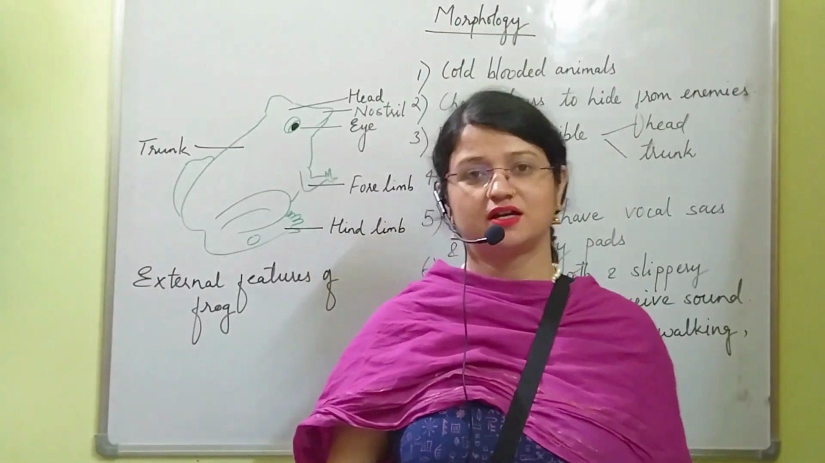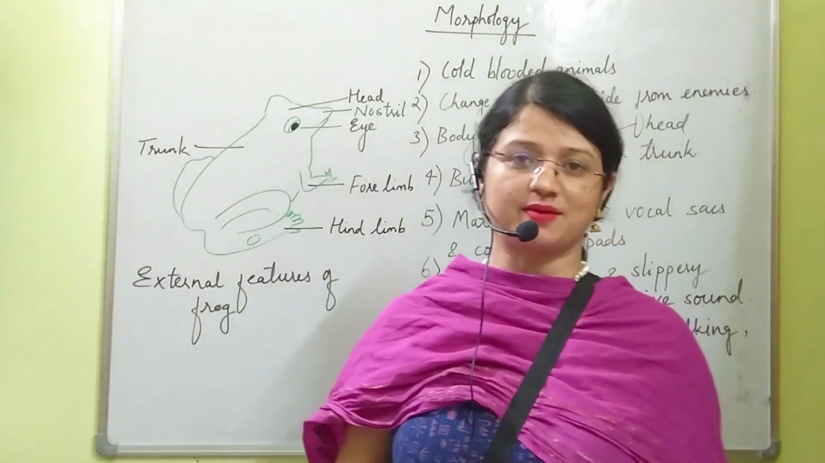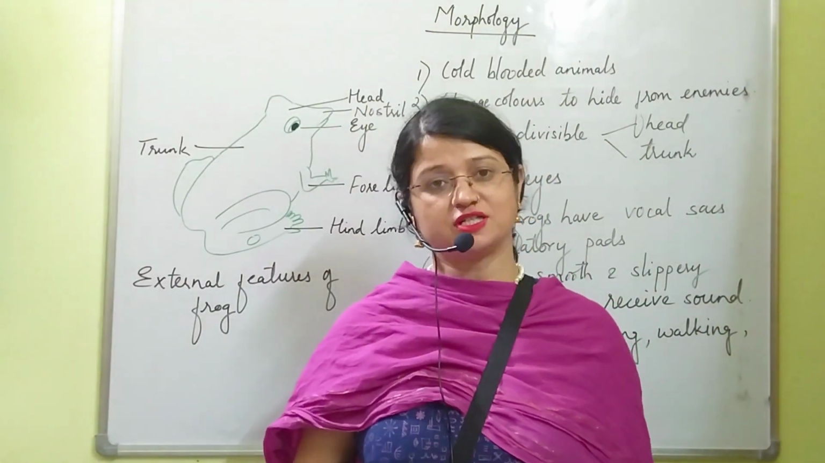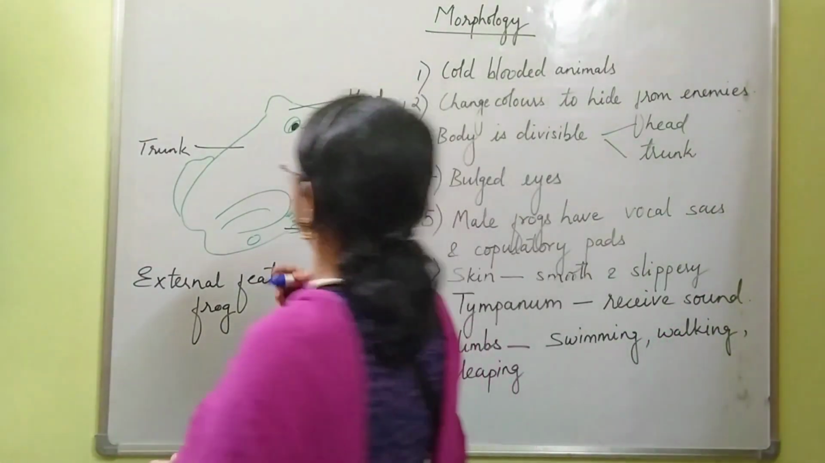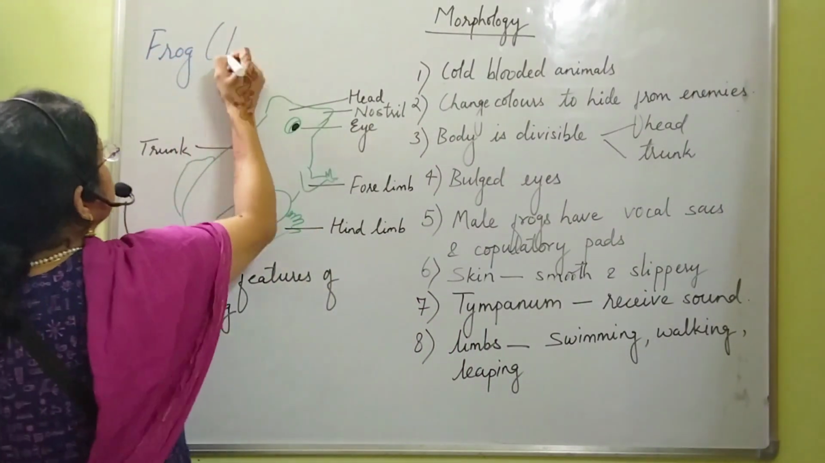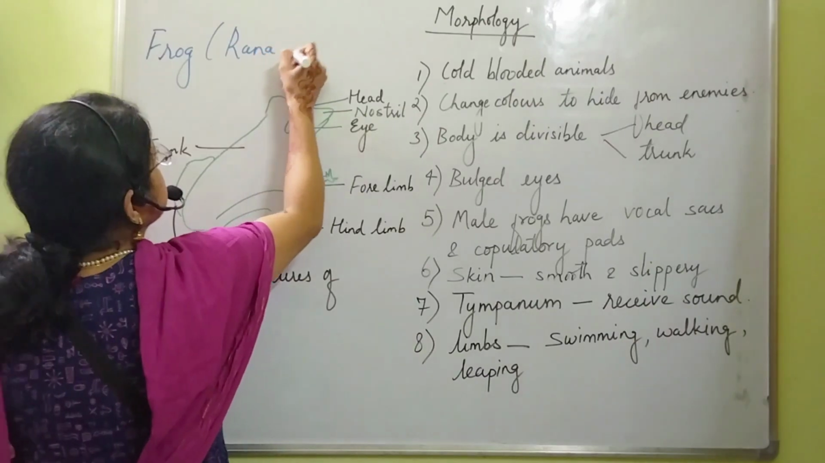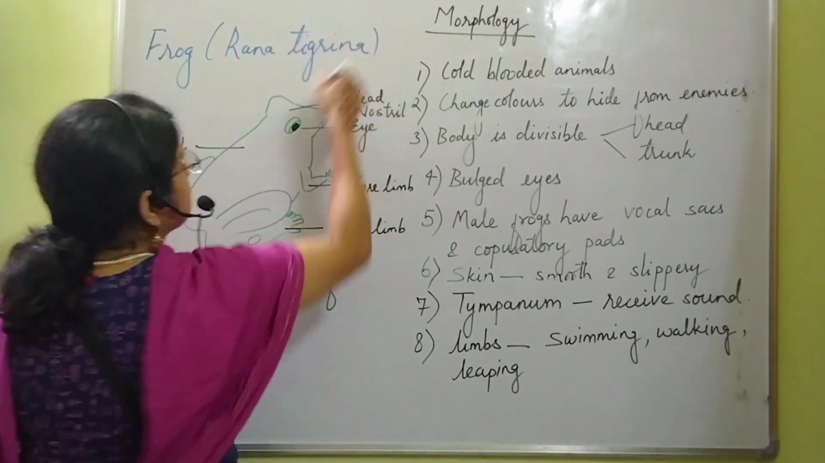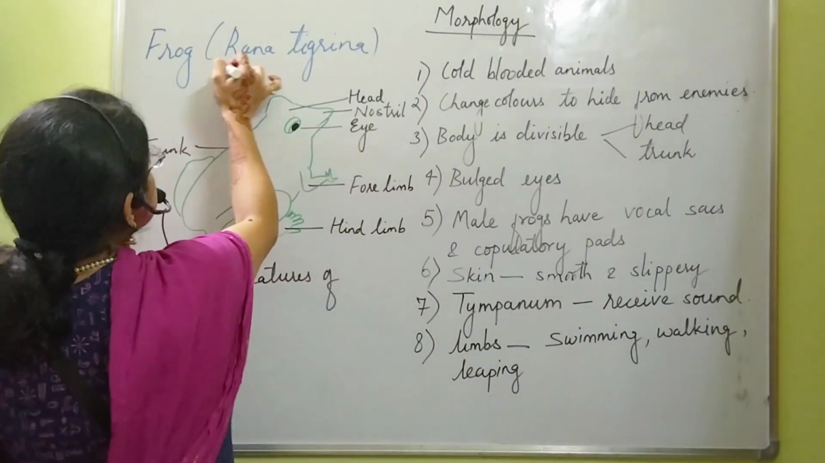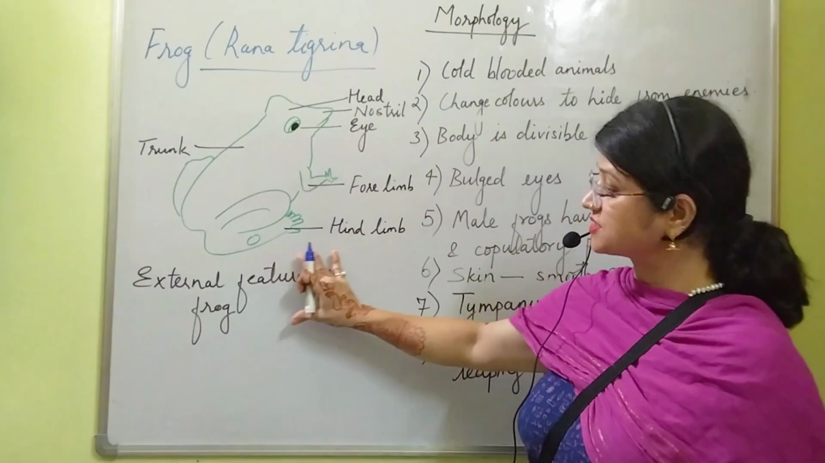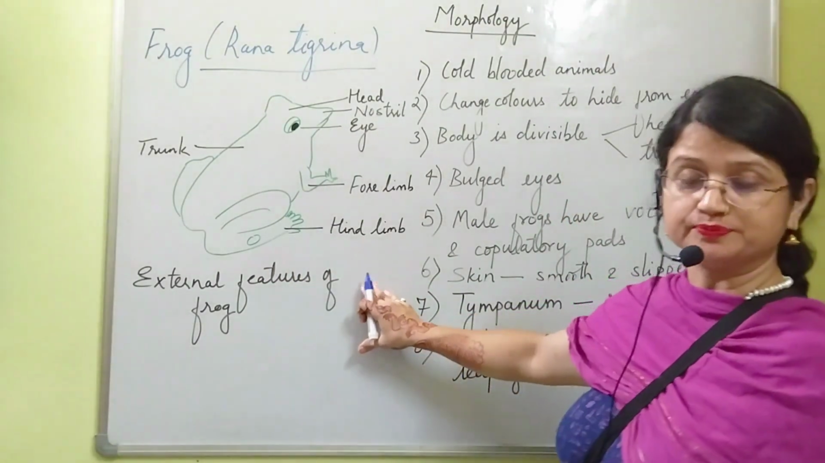Hello students. Students, today we will discuss about the frog. First of all, we will see the morphology of frog. Frog is known as Rana tigrina. Here, the frog is known as Rana tigrina. And here we can see the external features of frog.